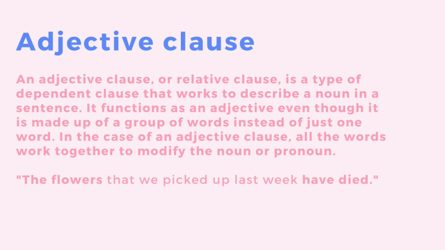An adjective clause or relative clause is a type of dependent clause that works to describe a noun in a sentence. It functions as an adjective even though it is made up of a group of words instead of just one word. In the case of an adjective clause, all the words work together to modify the noun or pronoun.